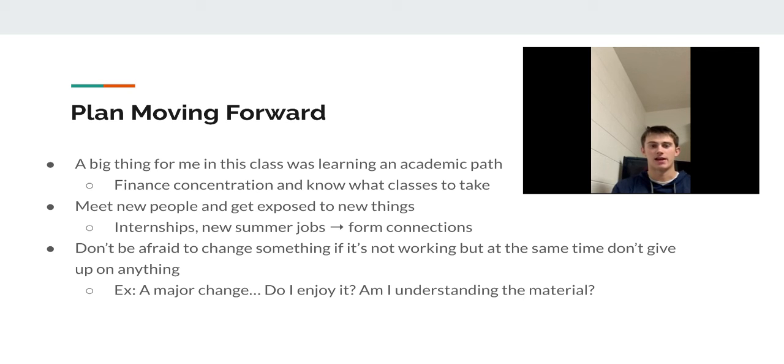Another big thing is that I shouldn't be afraid to change something if it's not working, but at the same time, I never want to be in a position where I'm giving up on something. For example, if I go into finance and decide it's not for me, I should ask myself these questions: do I enjoy it? Am I understanding the material? At this point in my education, it's more about understanding and comprehending the material rather than focusing on a grade. If I follow these plans moving forward, I can end up in a job where I'm successful, happy, and financially stable. Those are, I think, the three biggest things in terms of finding a job in the business world.